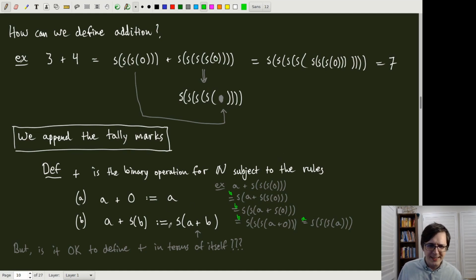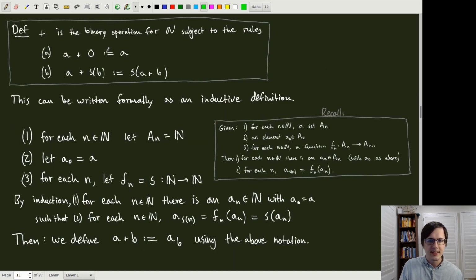But is it okay actually defining addition in terms of itself? Because addition is showing up on both sides of this equation. And that is what inductive definitions are for. So let's see how that can work. Here are our rules from before that we claimed would work. And so let's formally write this out as an inductive definition.